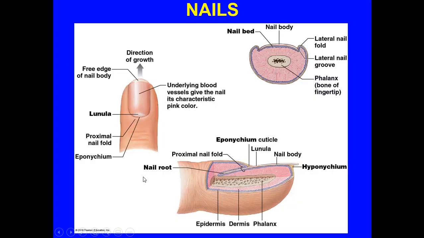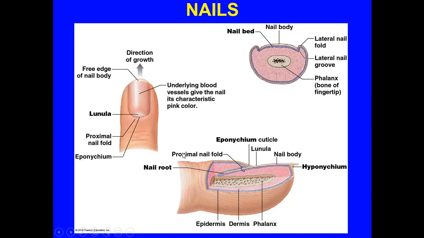So here you can see, here's the eponychium here. The lunula is this white patch here that's sort of at the edge of the proximal nail fold and the eponychium. Underneath here, you have these blood vessels. They give the nail the characteristic pinkish color. Here is the free edge of the nail body and its direction of growth.